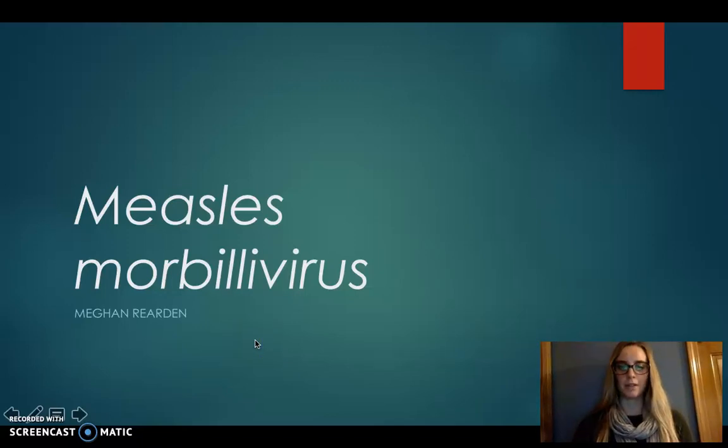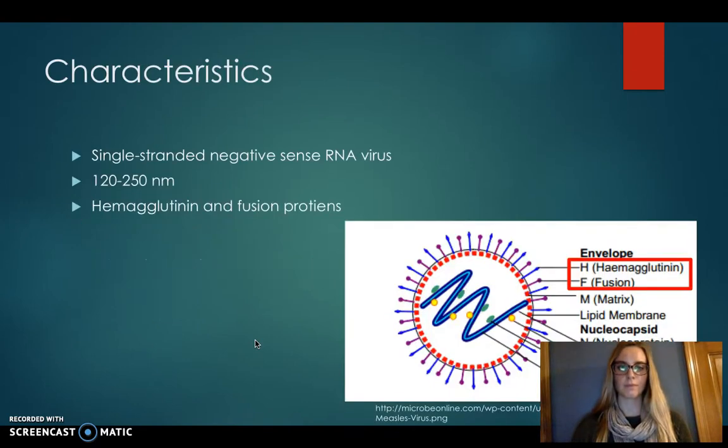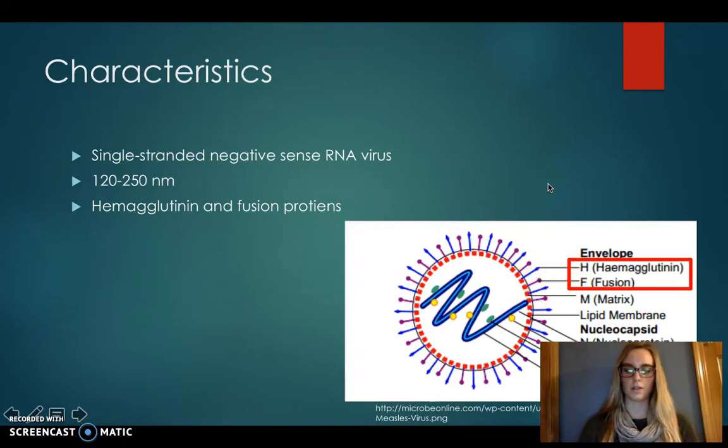So I'm going to be talking about measles morbillivirus, commonly known as measles. Measles is a single-stranded negative sense RNA virus. As you can see here, here's the negative single-stranded RNA. It is typically 120 to 250 nanometers in size and has hemagglutinin on the surface, which allows it to participate in hemagglutination and hemolysis, and also has fusion proteins, which allow it to adhere to the cells of the host.